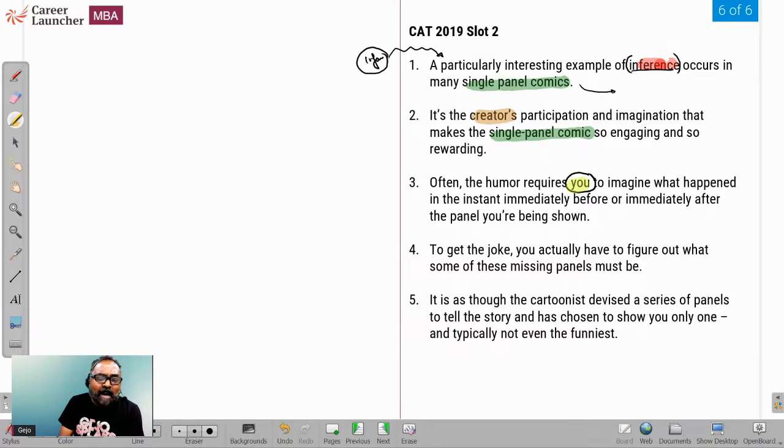So imagine what happened. In one sense you're making inferences, no? Humor is required to get a joke. You actually have to figure out what some of these missing panels must be. That is again inference.